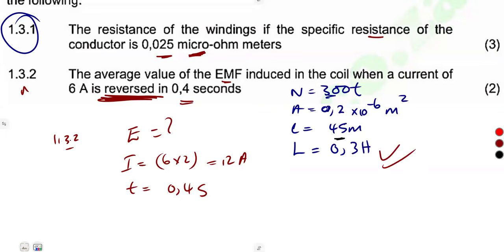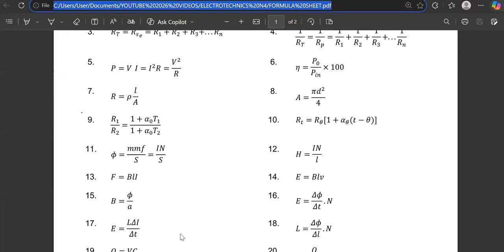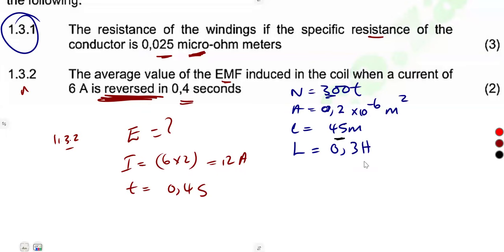Given inductance, how can we determine the value of E? We have inductance, so we can play around with this formula from inductance, change in current over time. So it's simply inductance times current over time. Just like that. So that is how we can play around with this question to find our E.